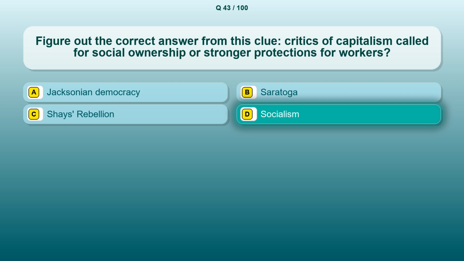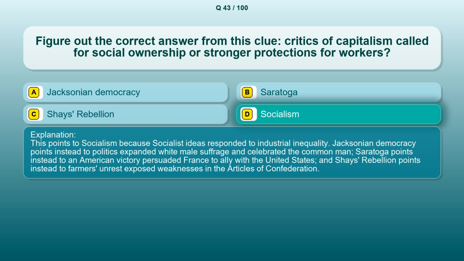The correct answer is option D, socialism. This points to socialism because socialist ideas responded to industrial inequality. Jacksonian democracy points instead to politics that expanded white male suffrage and celebrated the common man. Saratoga points instead to an American victory that persuaded France to ally with the United States, and Shays Rebellion points instead to farmers' unrest that exposed weaknesses in the Articles of Confederation.